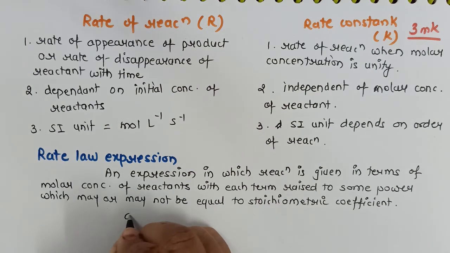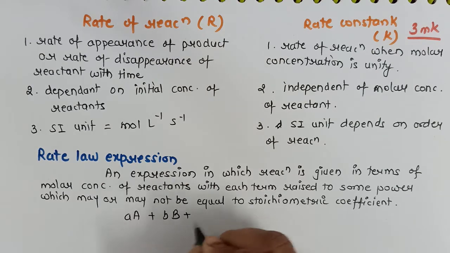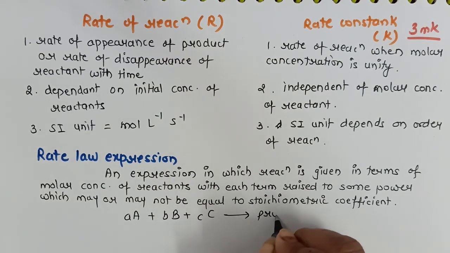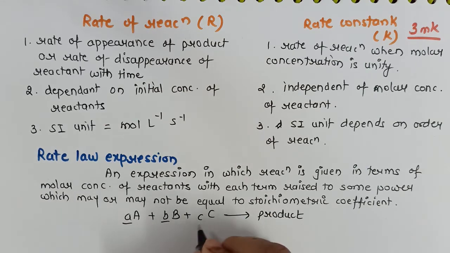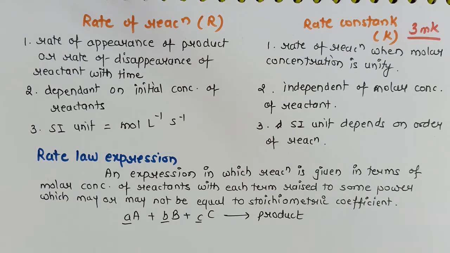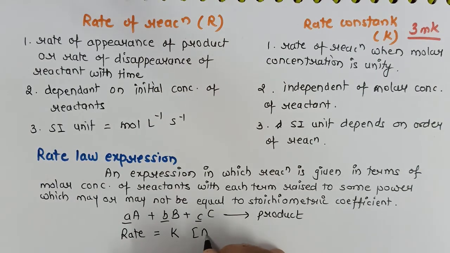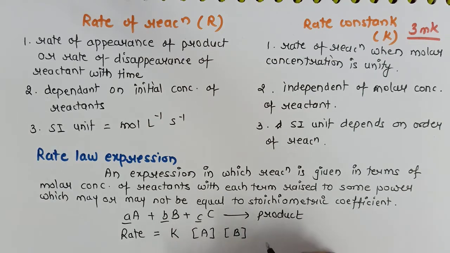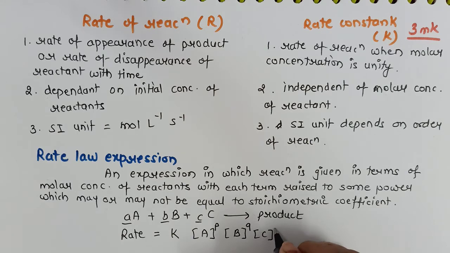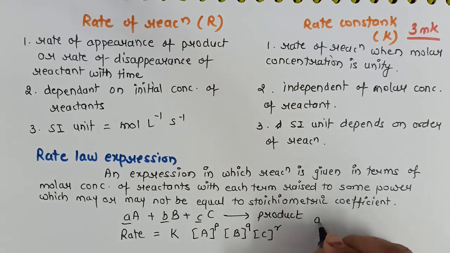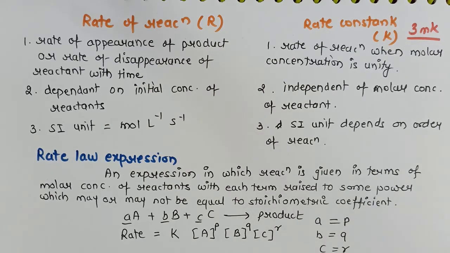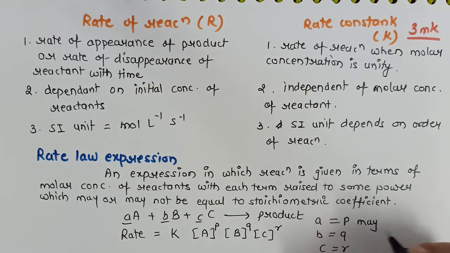Like, let us consider our reaction aA plus bB plus cC giving the product. Now where a, b and c are the number of moles involved, or they are the stoichiometric coefficients. So how we will define the rate? Rate will be equal to K into molar concentration of A, molar concentration of B and molar concentration of C, raised to the power p, q and r. Now here a and p, b and q, c and r may or may not be equal.